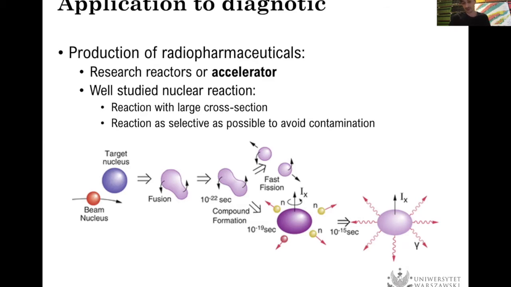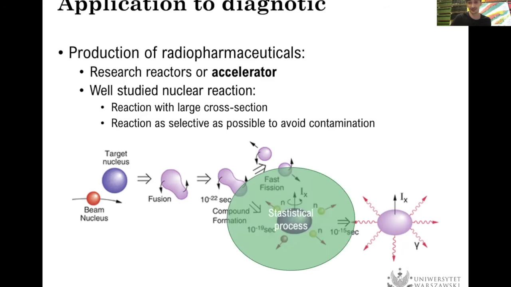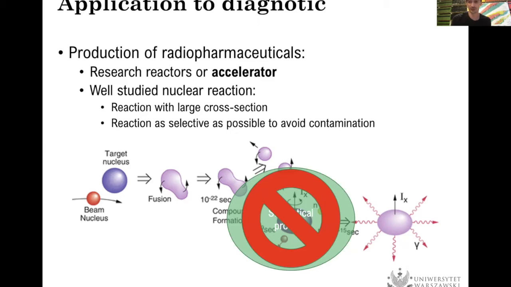This mechanism presents a big drawback for the production of radiopharmaceuticals, which is that the process of the evaporation of charged particles is a statistical process, which means that you don't have a one-to-one correspondence between compound and final nucleus, but you have many different final nuclei depending on the energy that you put into the system. You can have a few channels, 5, 6 different final nuclei, but you can also have 20 or more final nuclei, depending on the energy that you put in the system. So this kind of process is to be avoided when you want to produce radiopharmaceuticals.